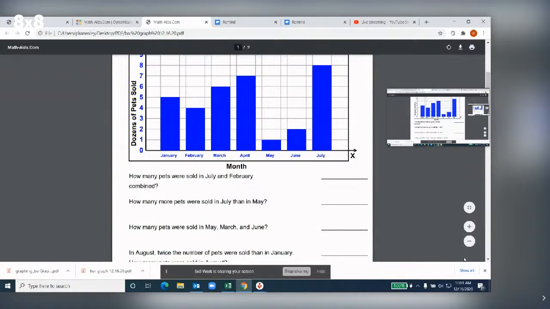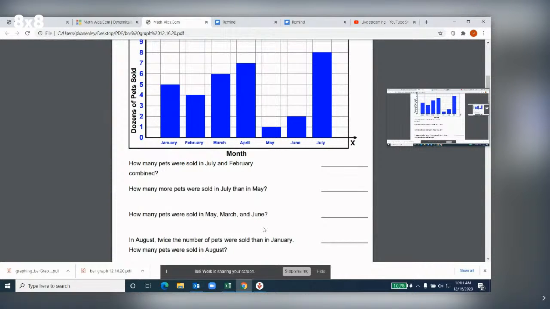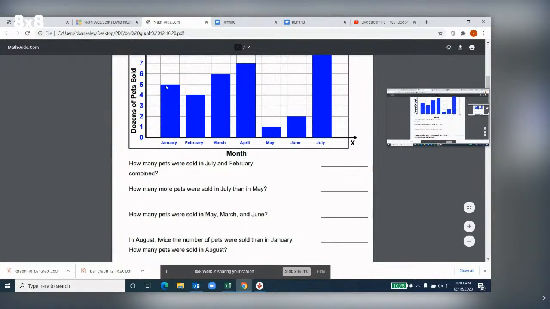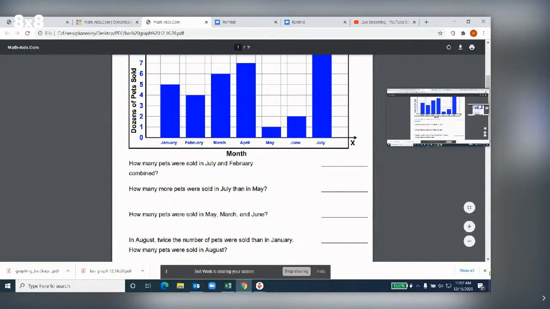So we basically don't have August, but we do have January. And it's saying twice the number of pets were sold in August than in January. So we know it's 5 dozen, add another 5 on. So that's going to be 120.